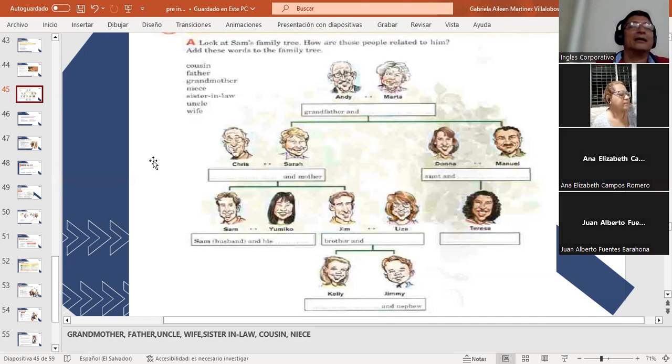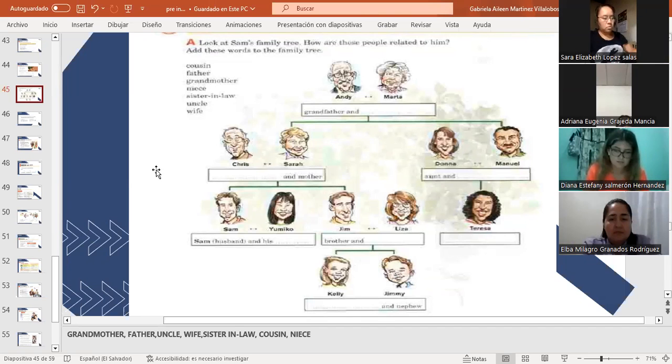Okay, Blanca, say two. Brother-in-law and daughter. No, daughter. Daughter, okay. Juan Alberto, another two. It would be about the ones that are not there, right? No problem. Mother-in-law, which is suegra, right? Yeah, continue, please. Don't use Spanish. Father-in-law. Okay, thank you.